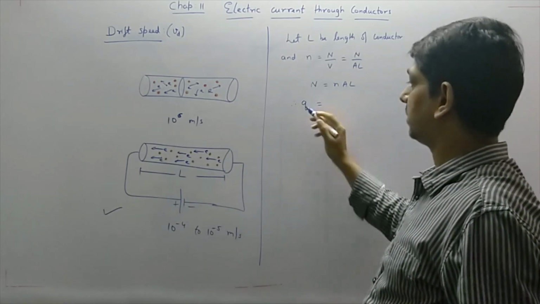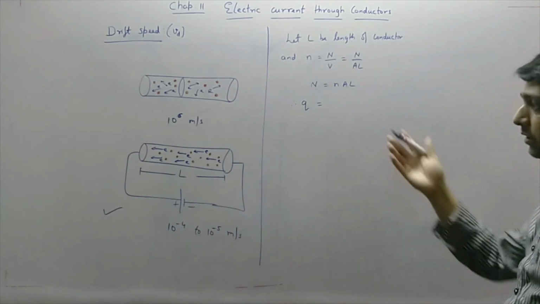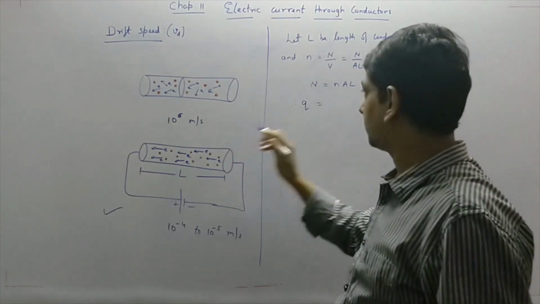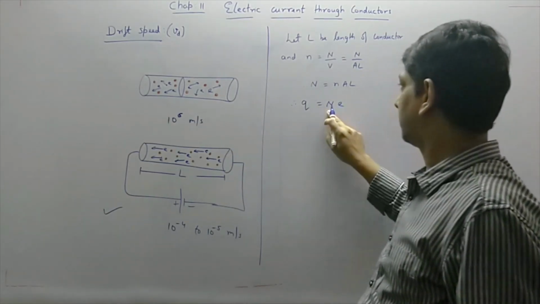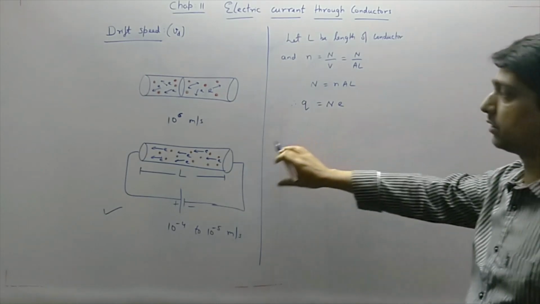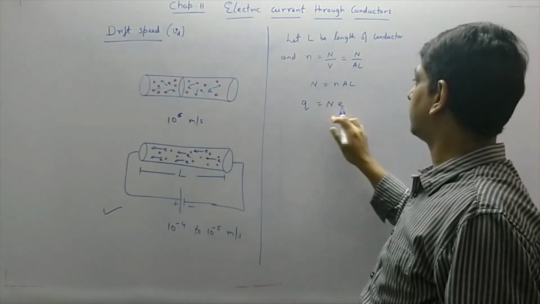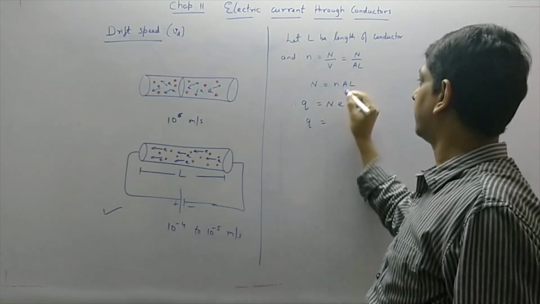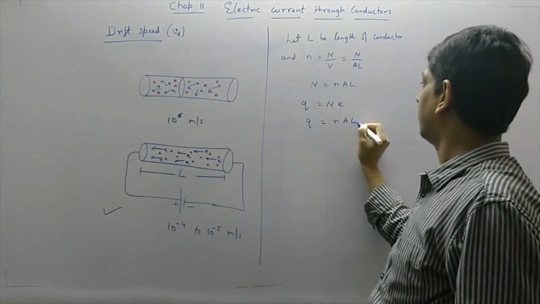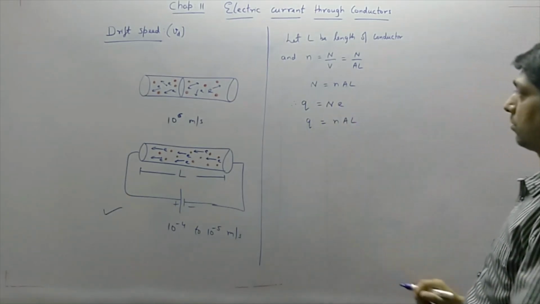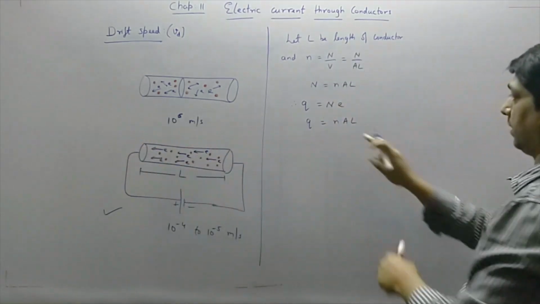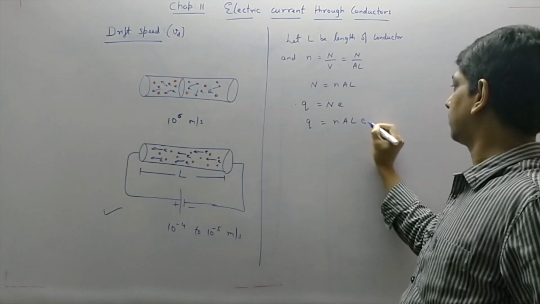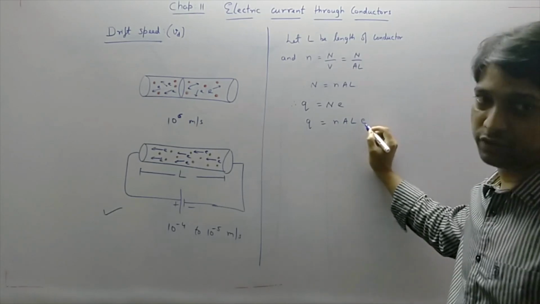Charge can be negative or positive, but here charge is defined as the number of electrons times e. The total charge flowing inside the conductor is Q = Ne, and here N is nothing but nAL. So the total number of electrons flowing through the conductor is nAL, and e is the charge of an electron.